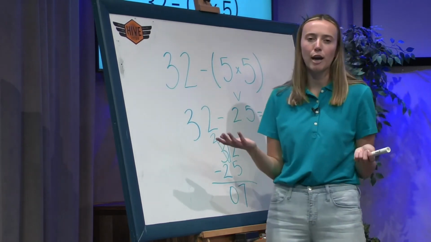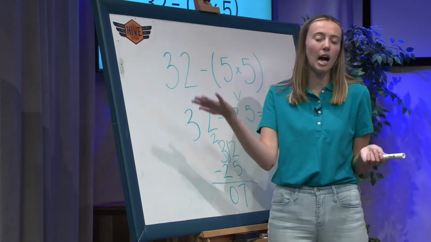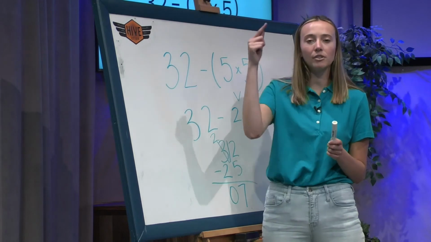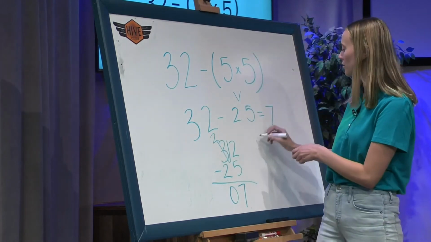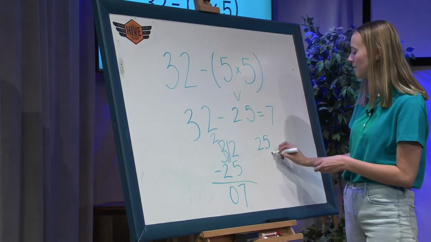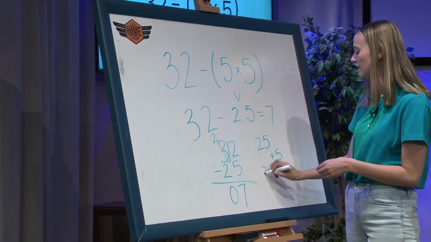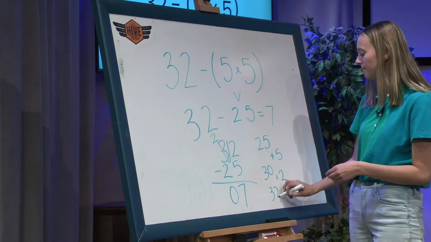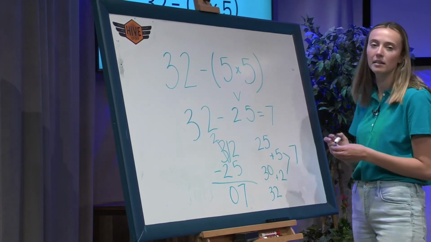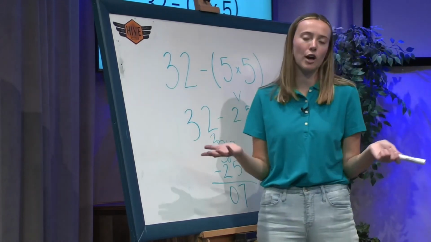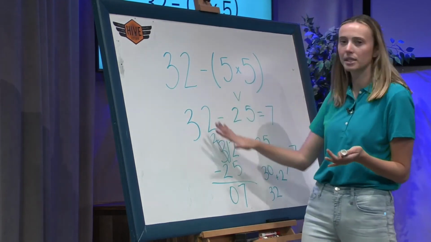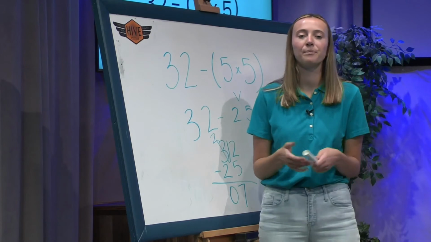One way I do subtraction is I just count up. So I know 32 minus 25, I count up, I know 25, I need 5 more to get to 30, and then 2 more to get to 32, so I know it's 7. There's lots of different strategies. I just wanted to share with you what I do in those types of subtraction problems.